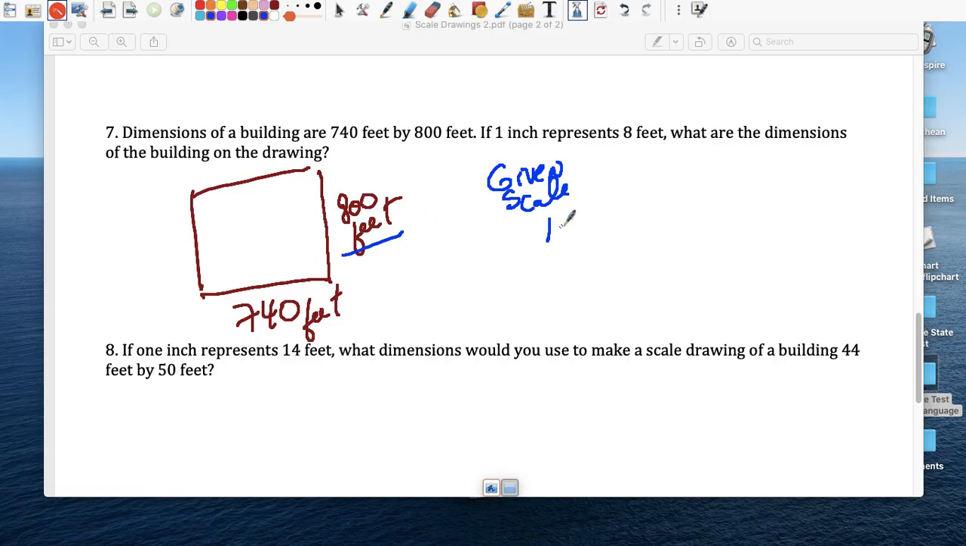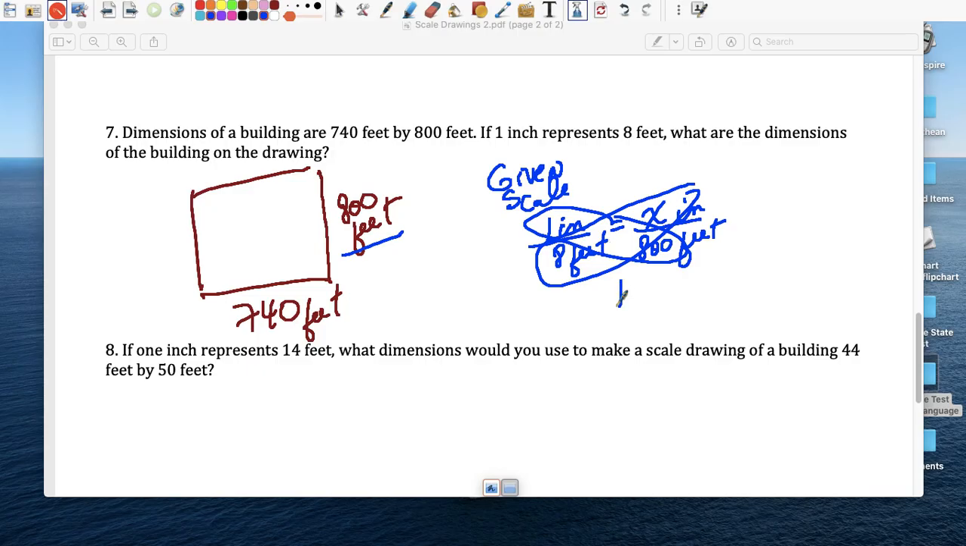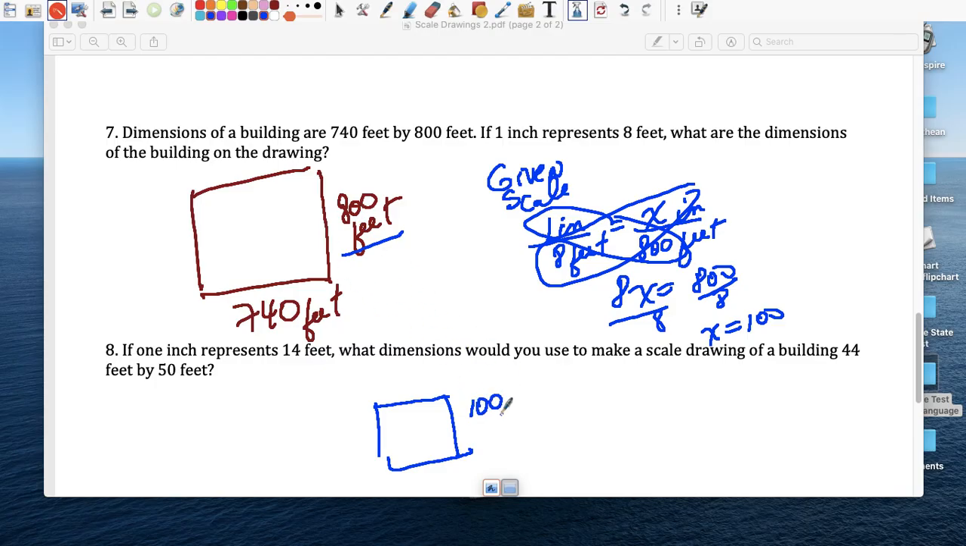The scale says 1 inch is 8 feet. I'm going to write inches here and feet here. I want to find out what 800 feet is, so 800 feet at the bottom, and that's going to give me the number of inches. Cross multiply. 8 times x is 8x. 1 times 800 is 800. Divide by 8, divide by 8, so x would be 100. So in our notebook drawing of the building, 800 feet would be represented by 100 inches.